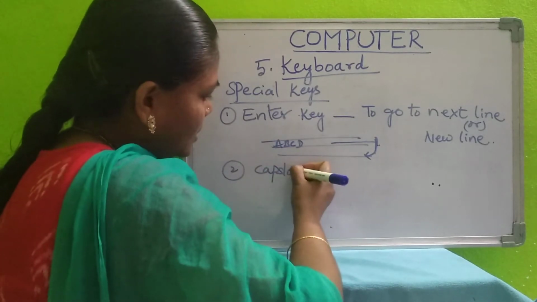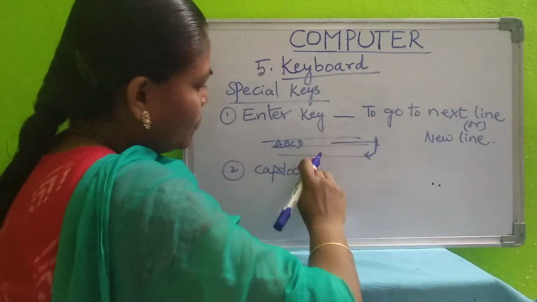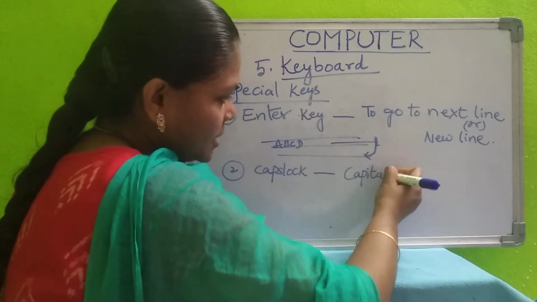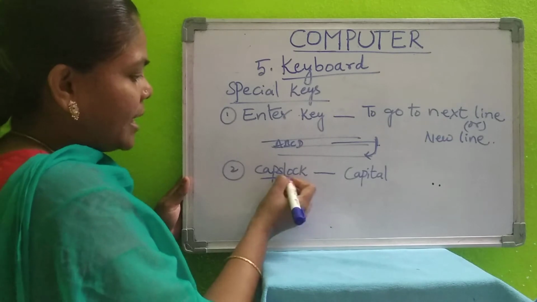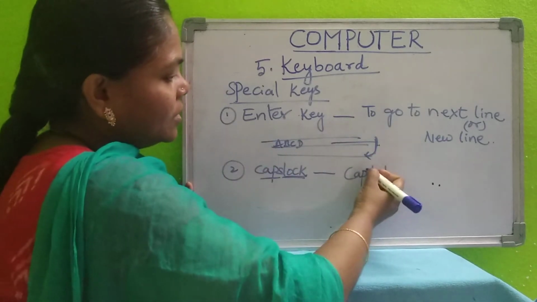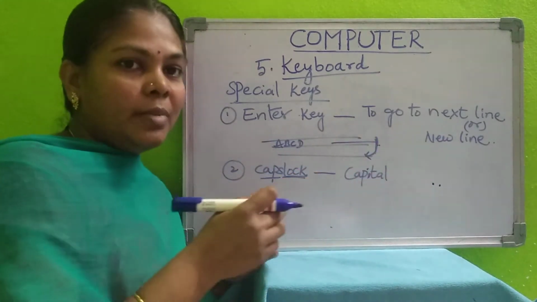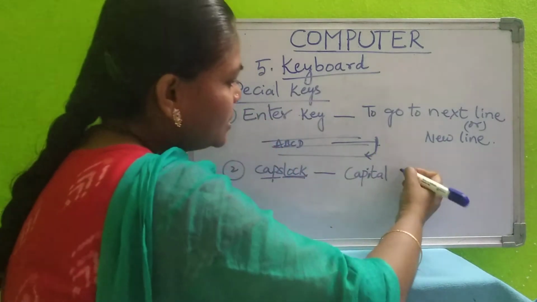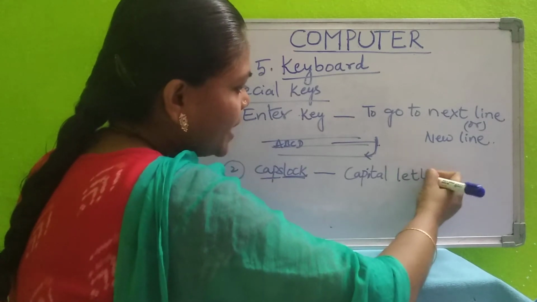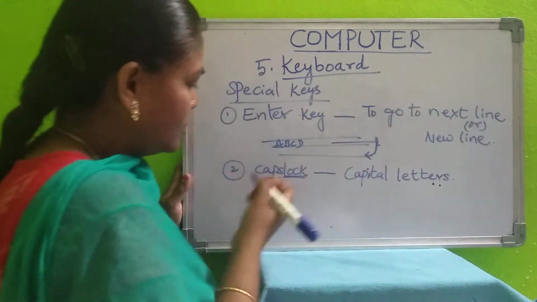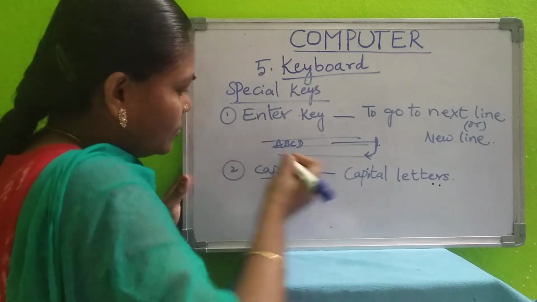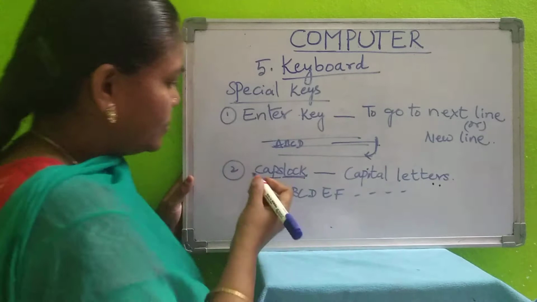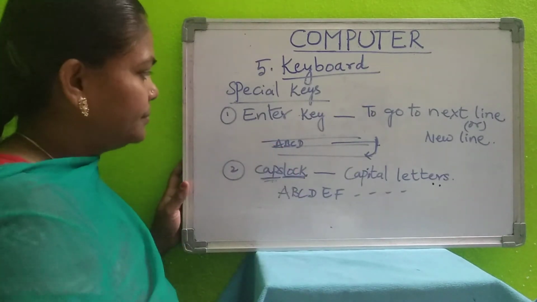Caps lock. If you want to type capital letters, you have to press this caps lock key. Whatever letters you type will be displayed in the form of capital letters. What is the use of the caps lock key? To type capital letters, like big letters. See these. To type capital letters we use this caps lock key.